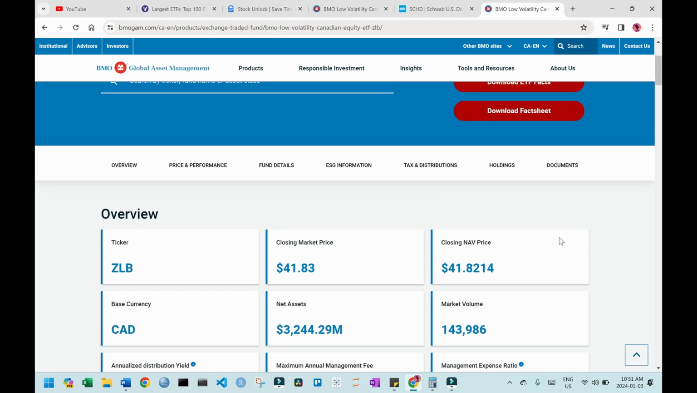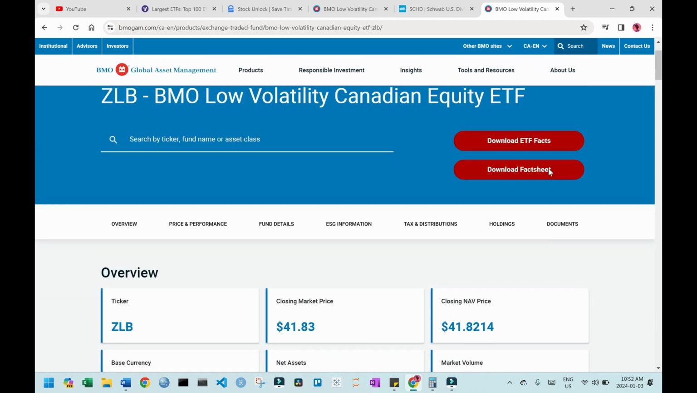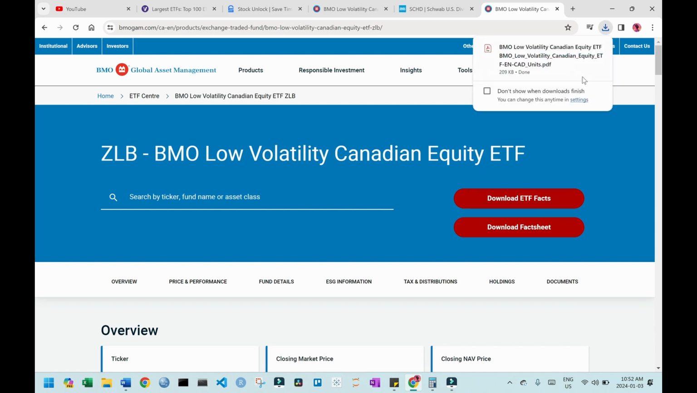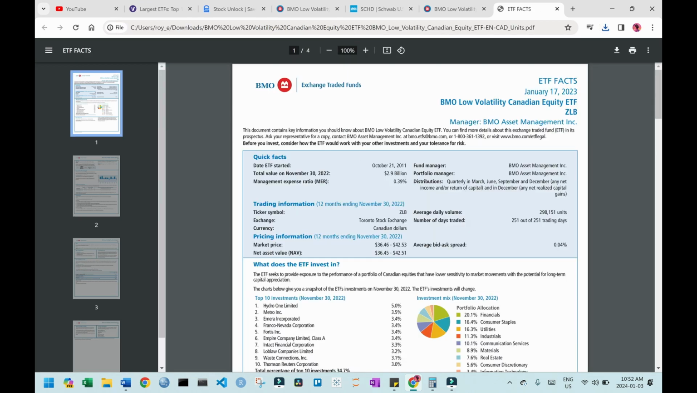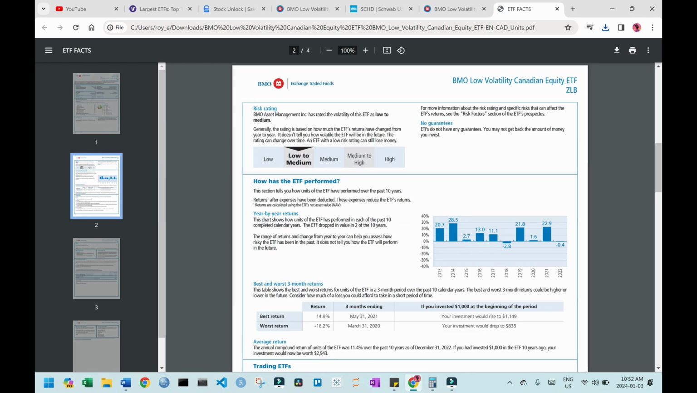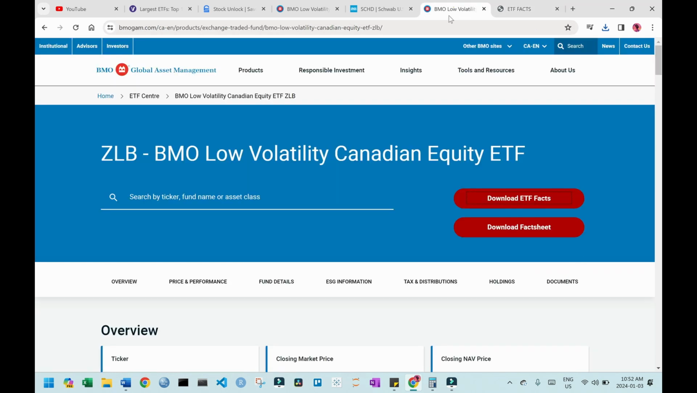Something that's important: if you can't be bothered to scroll through all that information, you can always download the ETF sheet, and that would give you faster information. Sometimes it's not as up to date, but this is a good overview of the fund if you just want to look at it quickly. And this is the performance over the years. So in 2013, for instance, it went up 20.7%, that kind of thing.